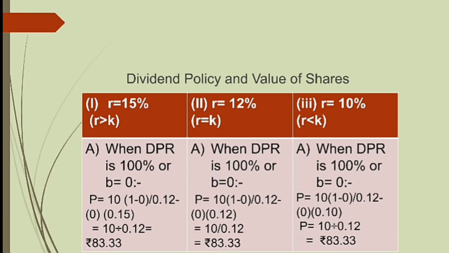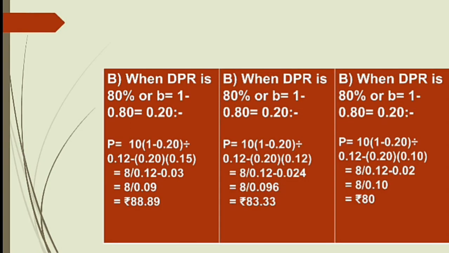And it is basically based on when dividend payout ratio is 100%. Now the second main part of the question is when dividend payout ratio is 80%. So after solving the sum according to dividend payout ratio 100%, now the second main part is based on the value of share when dividend payout ratio is 80% for XYZ Limited company.